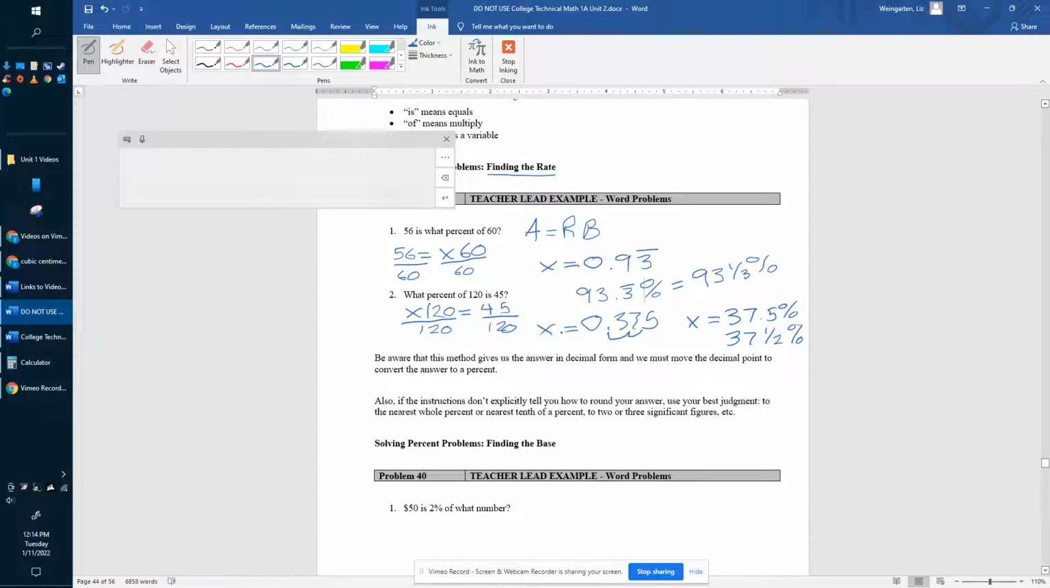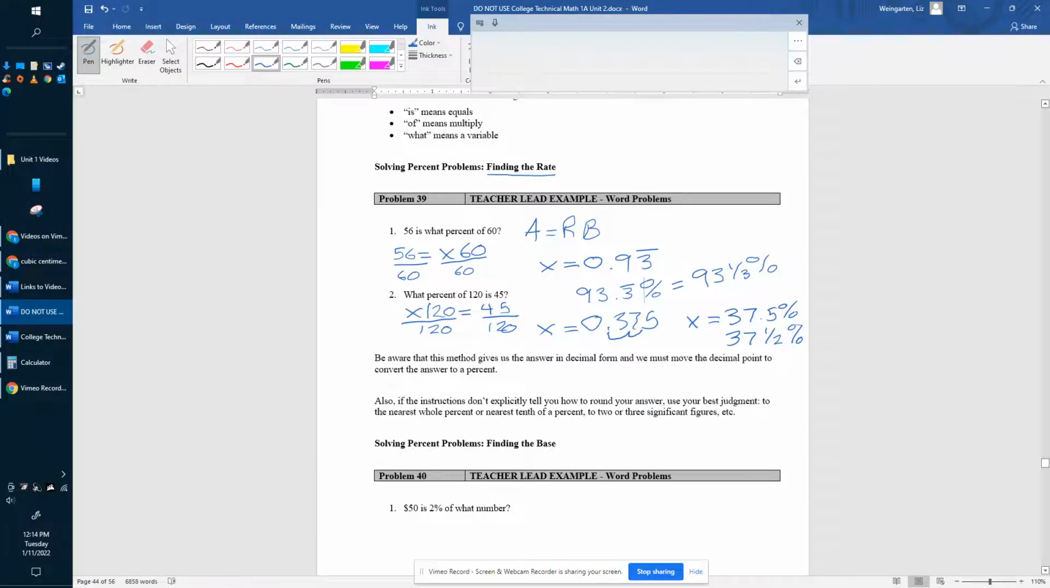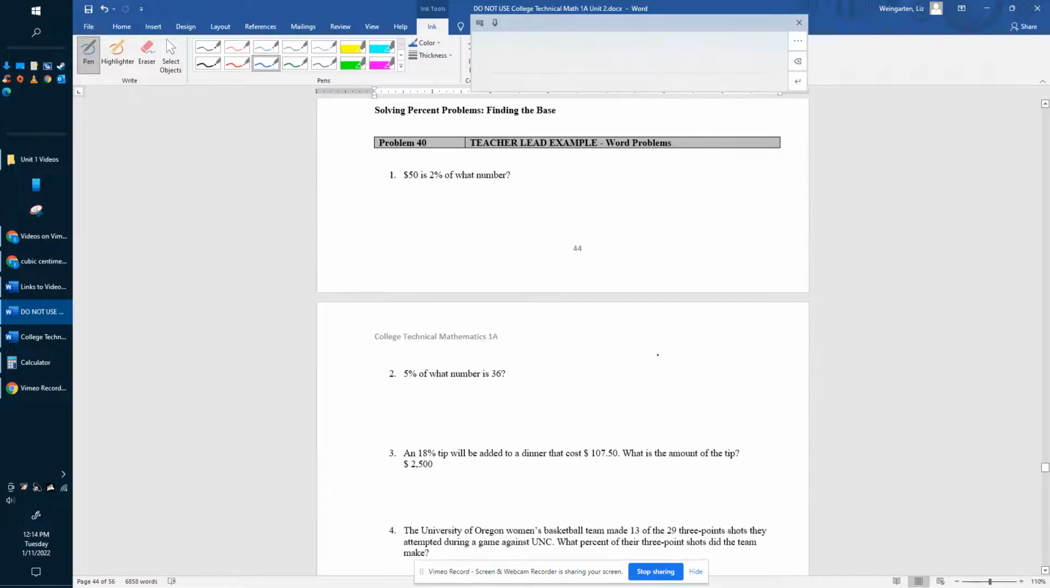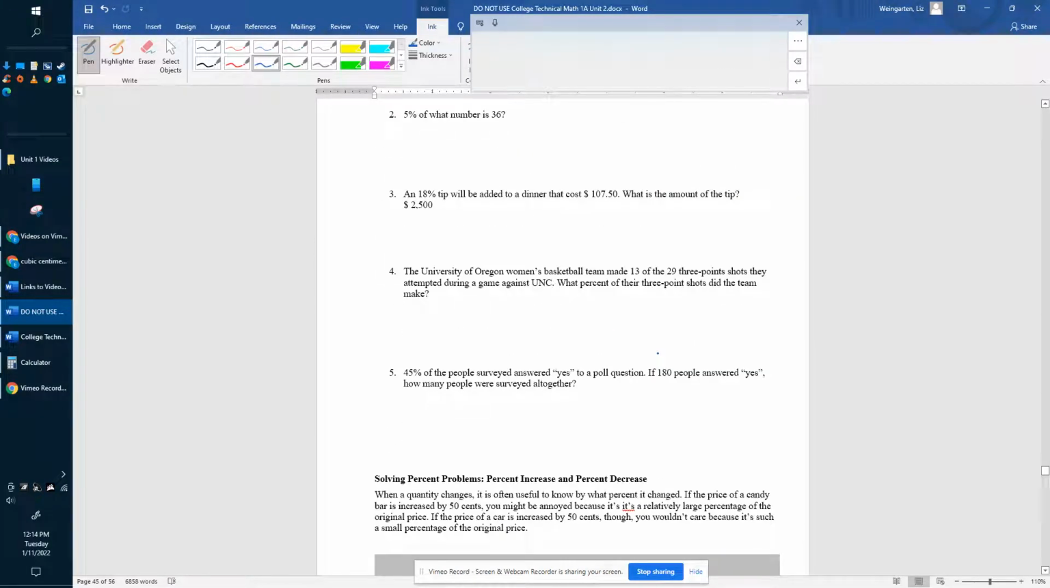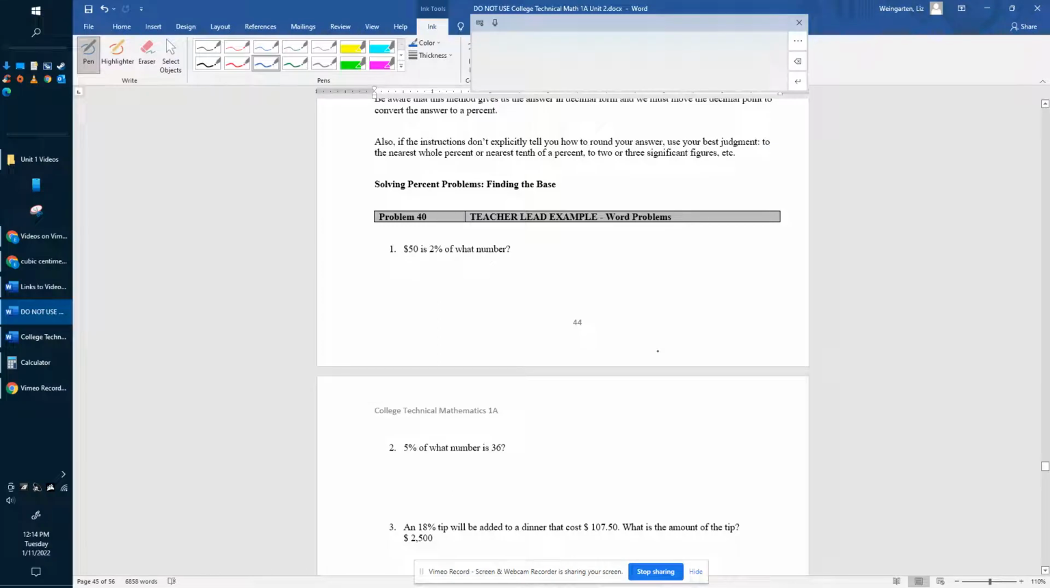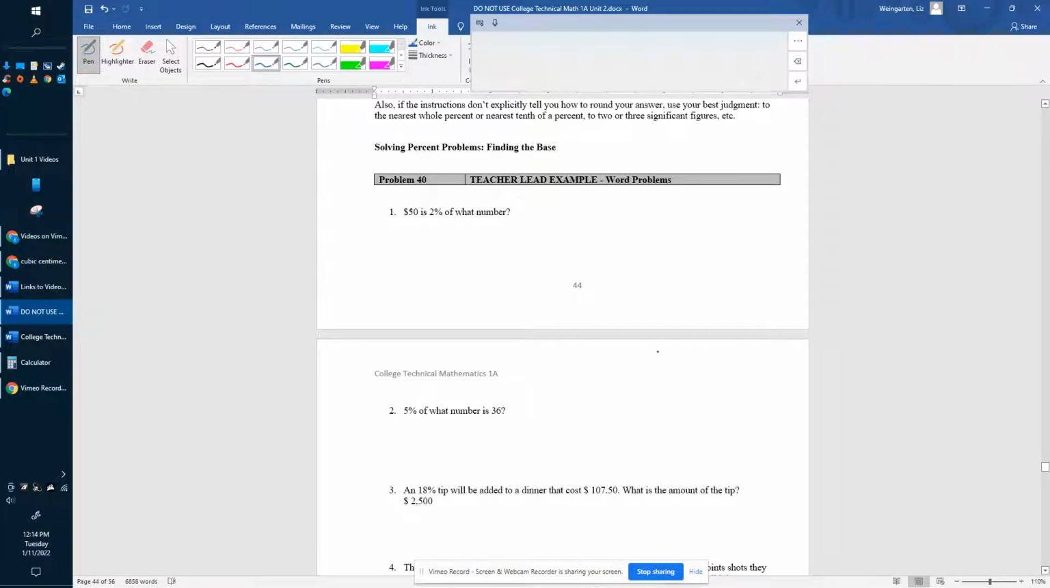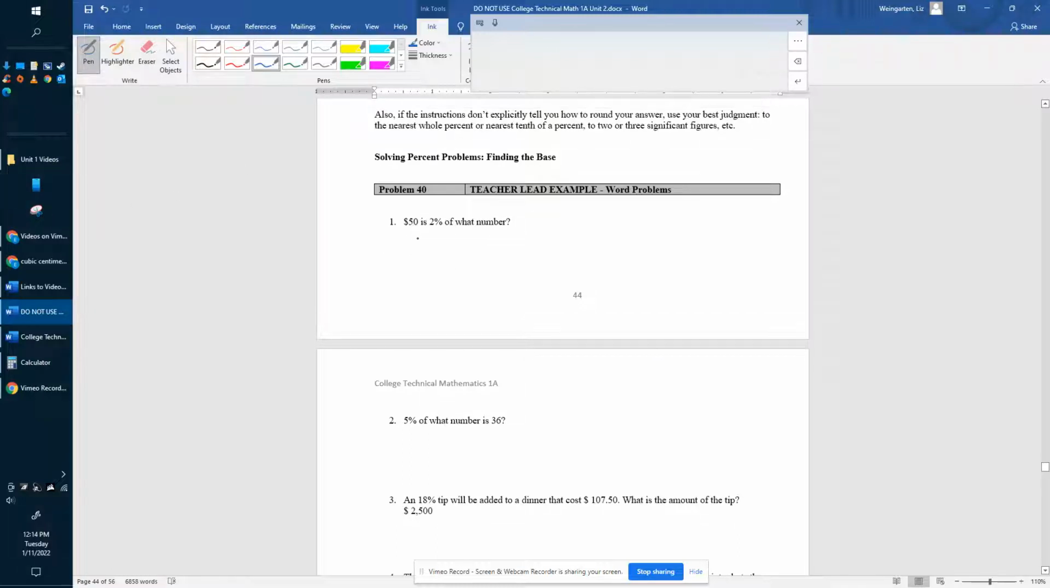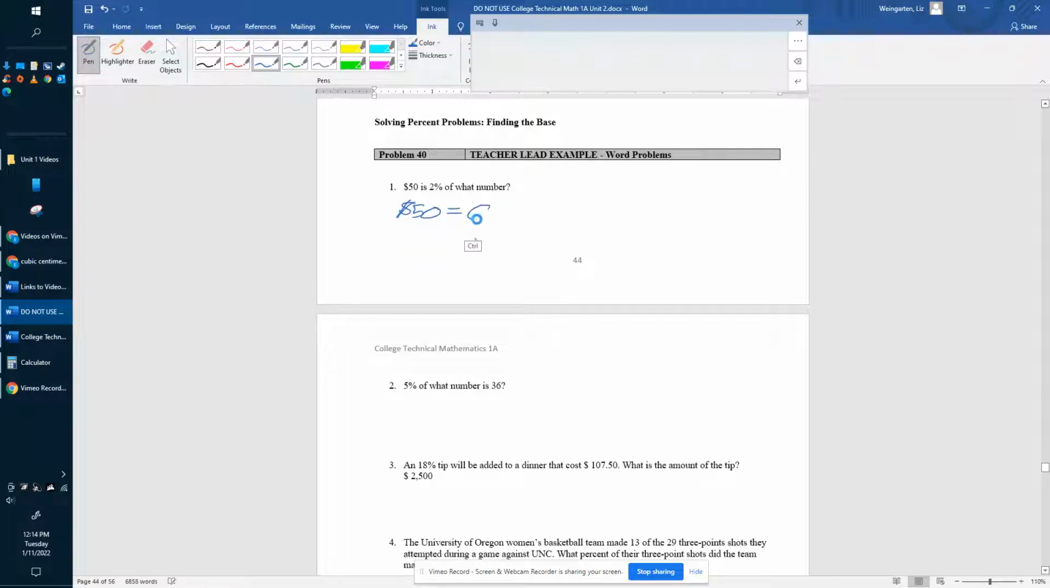So let's take a look at how we can find the base. We're going to be doing a very similar idea here, only instead of looking for the percent, we are looking for the base. $50 is 2% of what number? $50 is means equals 2%. Remember, make this a decimal. Of what number? What being x?